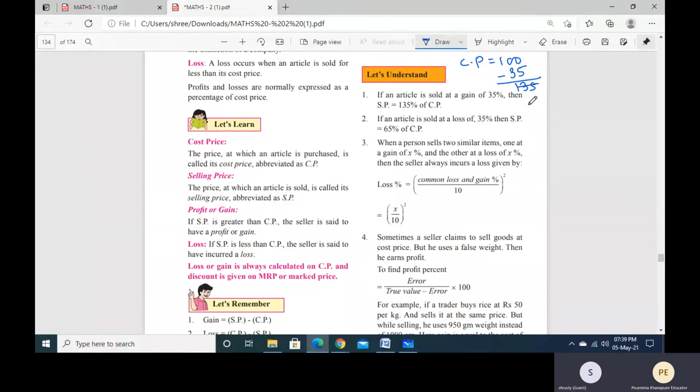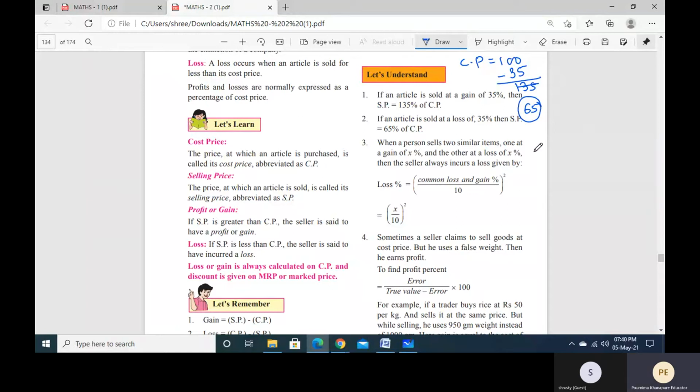Like that, if it's a loss, then we have to subtract. 35 subtracted from 100, we will be getting 65. So to find SP, that is 65% of CP. It's a shortcut. No need to find 35% of the CP, then subtract it from the CP. No need to do everything. Just take the remaining percent as the percentage of the cost price.